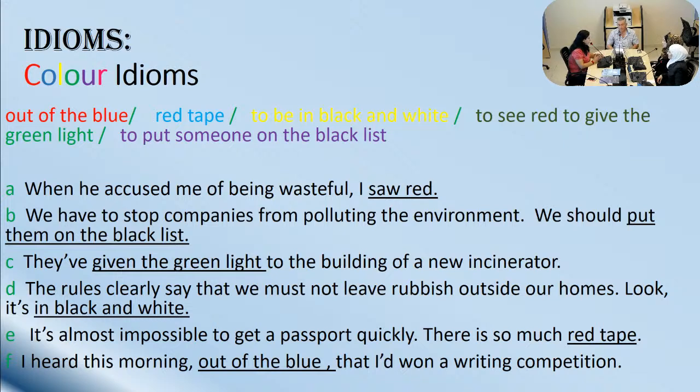When he accused me of being wasteful, I saw red. It means I got very angry. Of course, such sentences can be used as completion, like you've mentioned before. We have to stop companies from polluting the environment. We should put them on the blacklist. Put them on the blacklist means to tell other people that they're doing something wrong. They've given the green light means they've said yes to the building of a new incinerator.